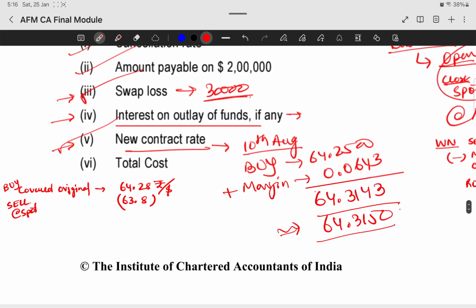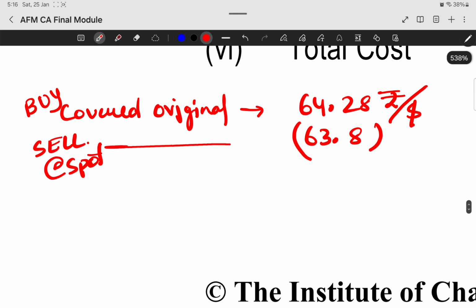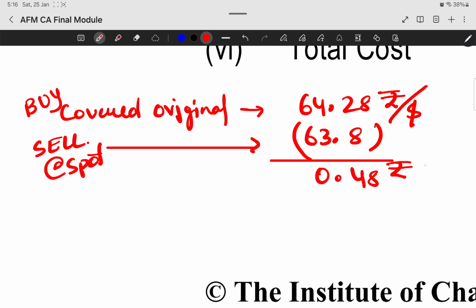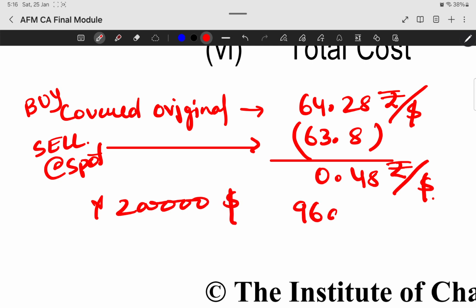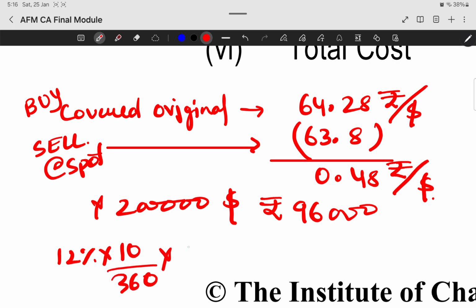Where is it? Here it is. 63.8. You sell at spot. What loss did you make? You made a loss of 0.48 rupee per dollar, and your total exposure was $200,000, which means 96,000 rupees. Now 12% for the days, out of 360, times 96,000. That is the interest on this amount, on this exposure.